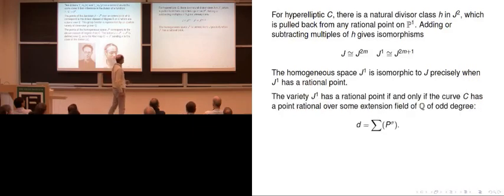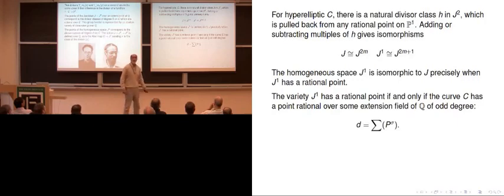So the question of whether J1 has a rational point is related to whether it's isomorphic to the Jacobian. Now, J1 has a rational point if and only if that second problem we were thinking about has a solution. Namely, if and only if the curve has a point rational over some extension field of odd degree. Because if it does have a point over an extension field of odd degree, then taking the sum of the conjugates of that point gives you a divisor of odd degree, rational over Q, because it's a sum of conjugates, and therefore that divisor gives a rational point in J1.